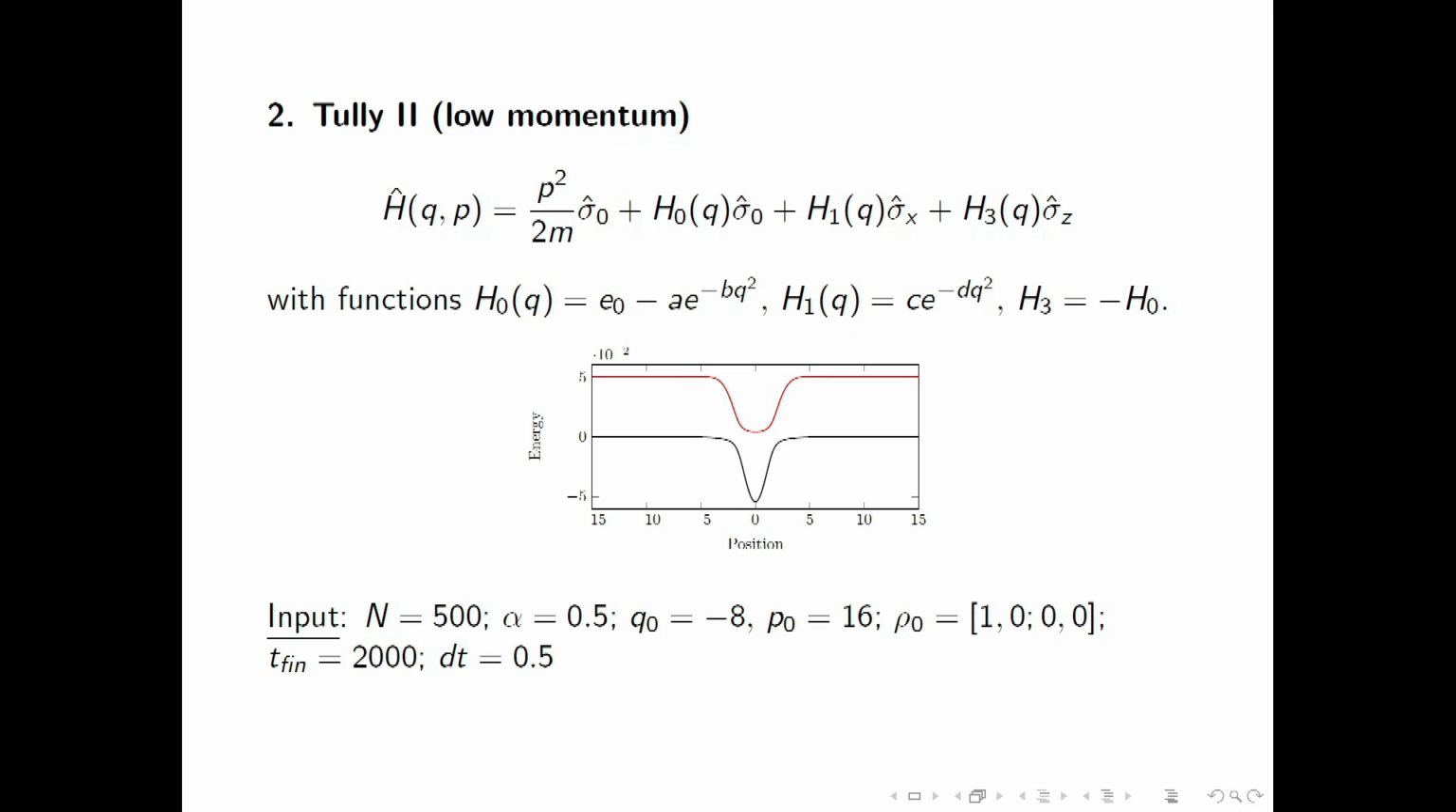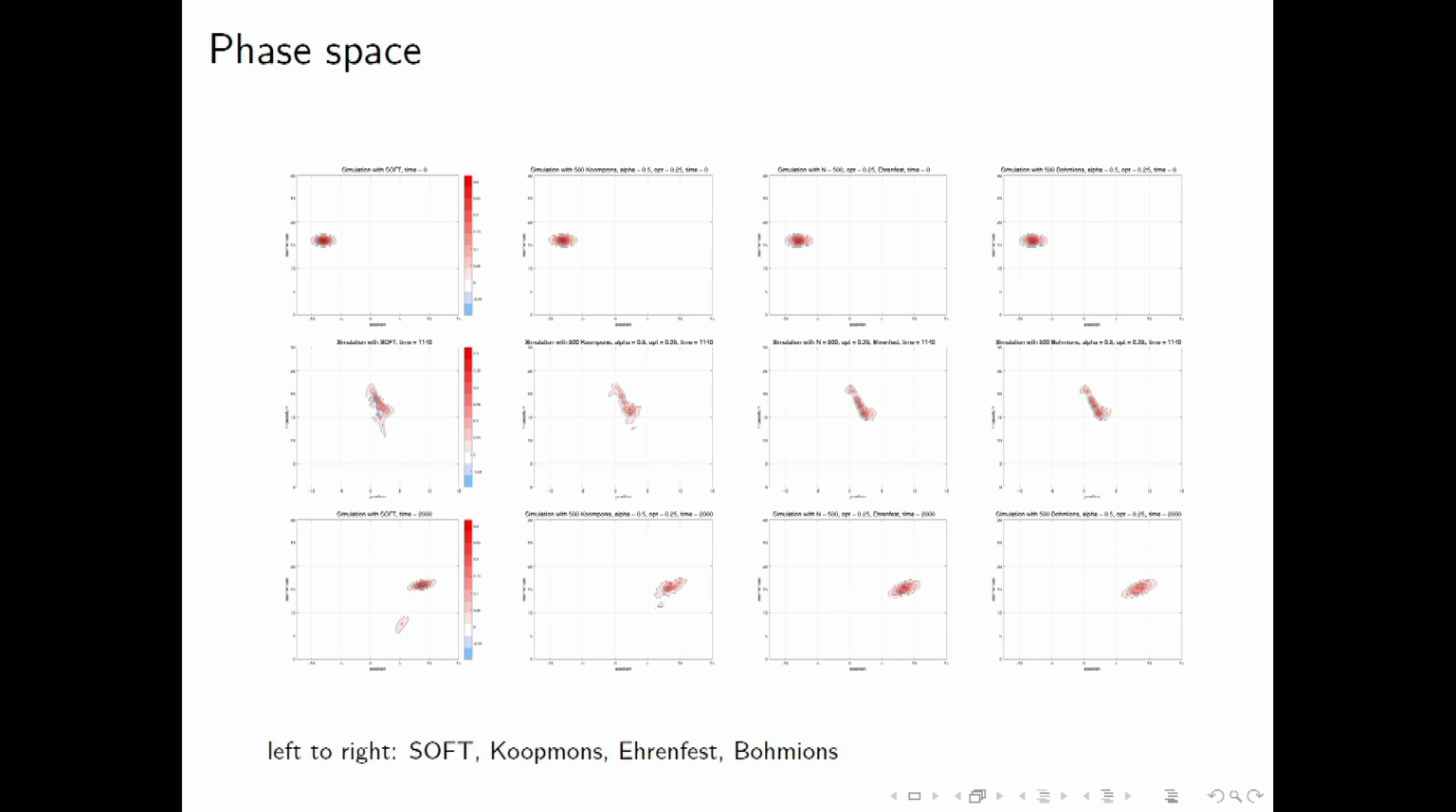Here again we use 500 Koopmans, or 500 particles, the same alpha parameter, and now we initialize a wave packet in the upper part of the potential energy surface. I should also mention that the time scale is completely different, so we have to go 200 steps in atomic units. Delta T is 0.5, and this is the result in phase space. We can see that basically all the models, as before, soft Koopmans, Ehrenfest, Bohmians, show the same behavior. But for the reference solution, we can see that there is a splitting of the wave packet.